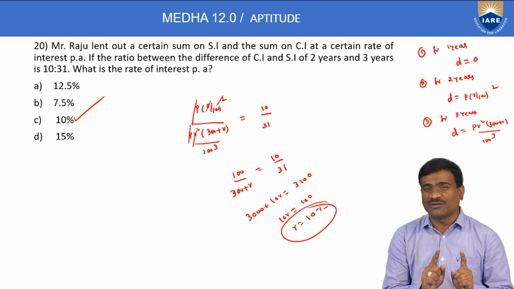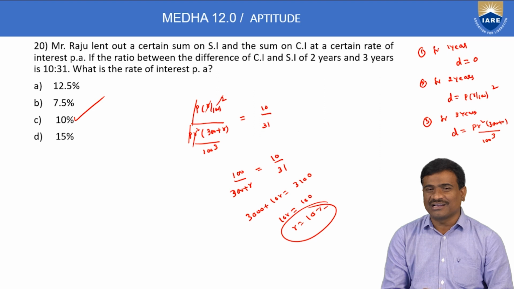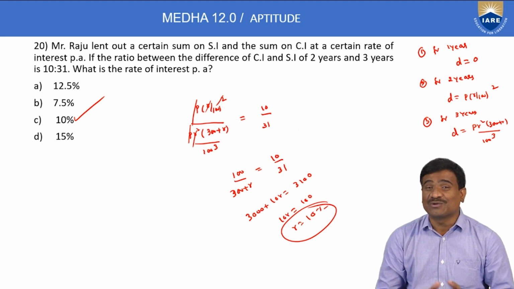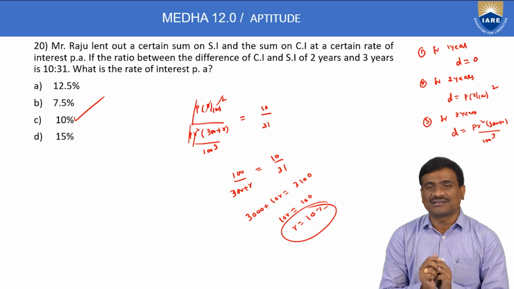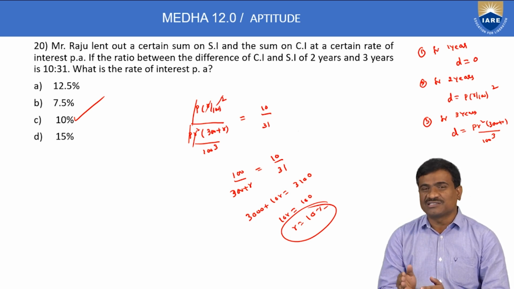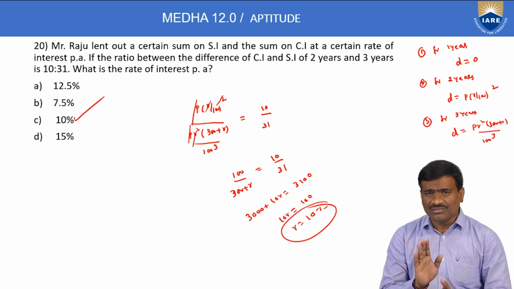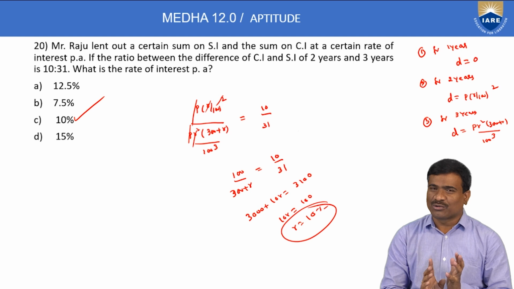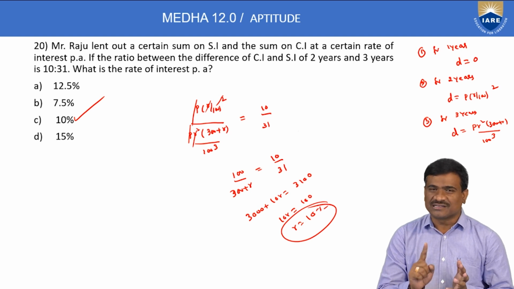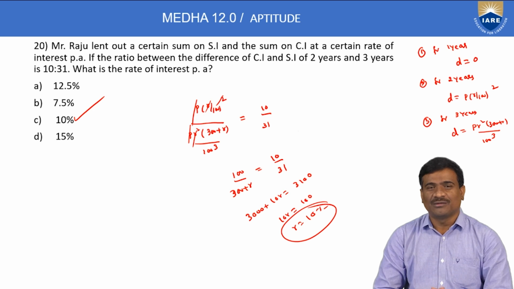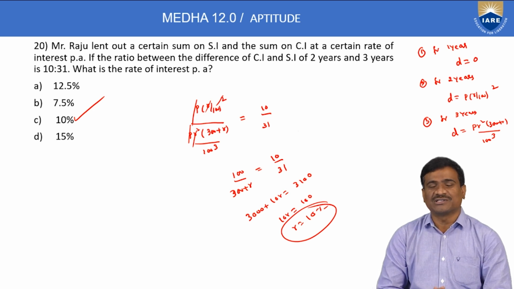First calculate the difference between compound and simple for 2 years, again for 3 years. Ratio is equal to 10 by 31. In that equation, calculate R, that is rate of interest, which is equal to 10%. Using this method, very easy. Using the general concept, lengthy: calculate 2 years and 3 years, simple 2 years, 3 years, lengthy concept. This is about MEDHA 12 paper aptitude question solutions.